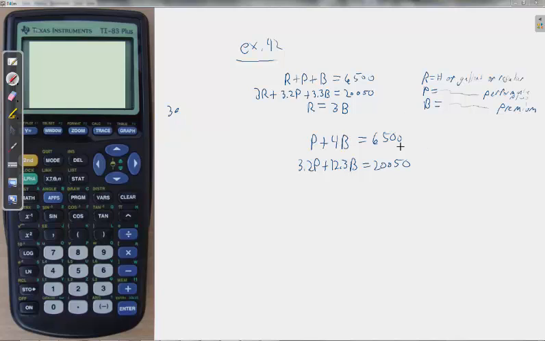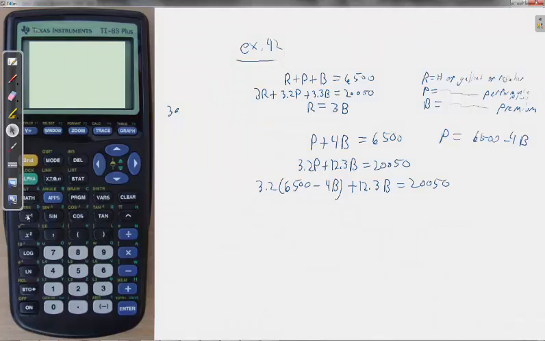Honestly, I think I might rather do substitution all the way. I think it's going to be a hassle to get this to work out by multiplying both by 3.2, or multiplying this by 10, and then multiplying this by 32, but it just seems simpler to do substitution. P equals 6,500 minus 4B. So 3.2 times 6,500 minus 4B plus 12.3B equals 20,050.